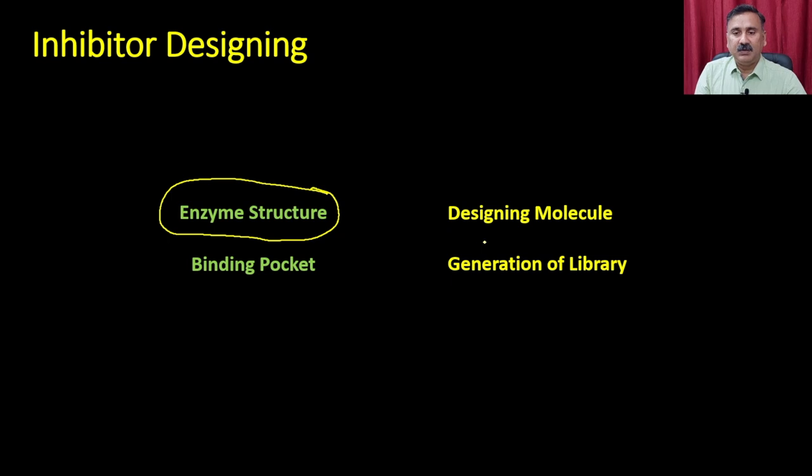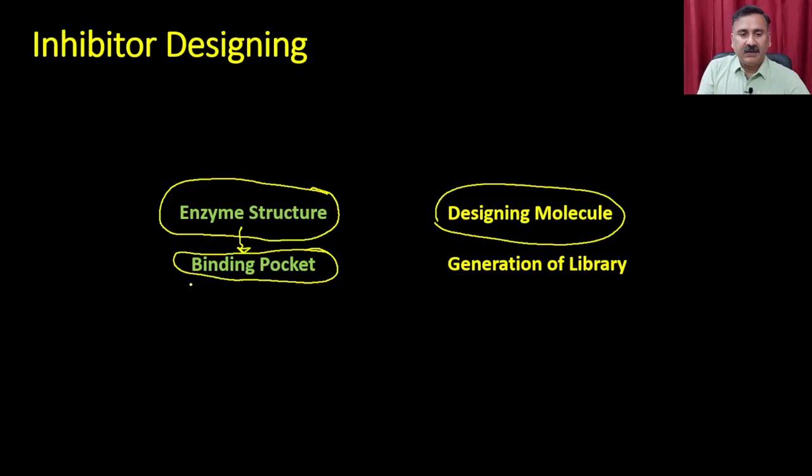And the other is you are actually going to design the molecule based on that, right? When you talk about the enzyme structures, you are going to see the binding pocket. Now, binding pocket could be different, right? When we discuss the different types of inhibitors, you will understand that the binding pocket could be the pocket where the substrate is binding. That pocket is called the active site, or the binding pocket could be the other site, okay? That is called the allosteric site.